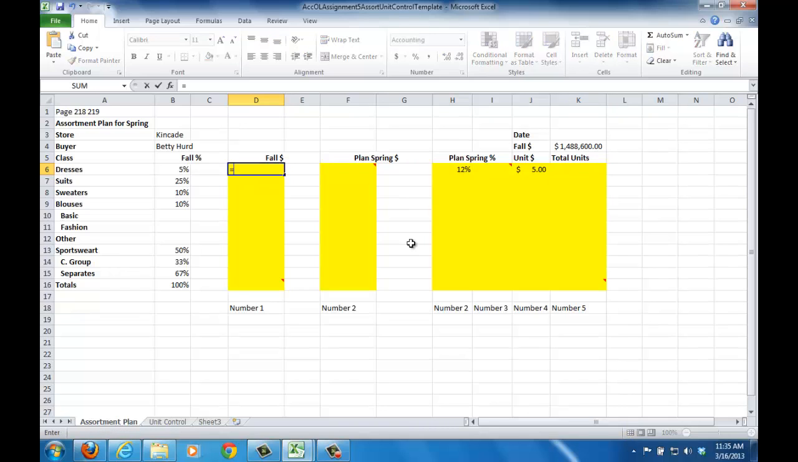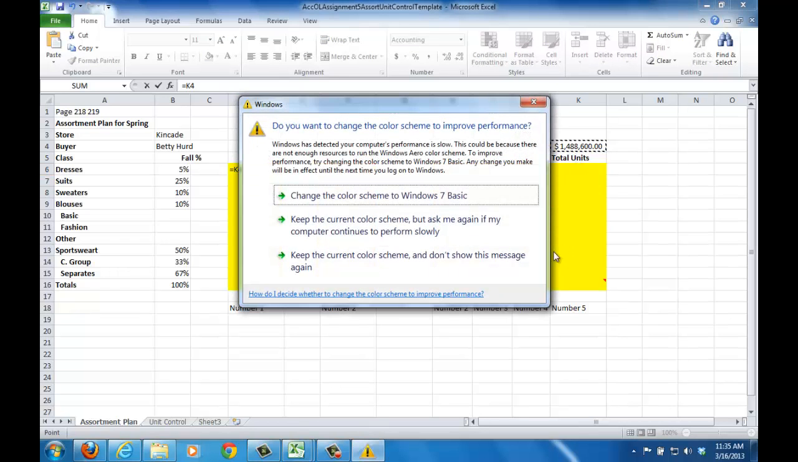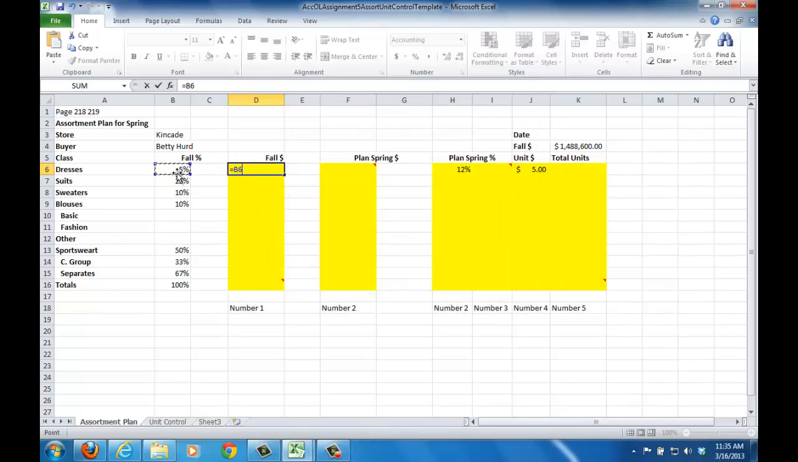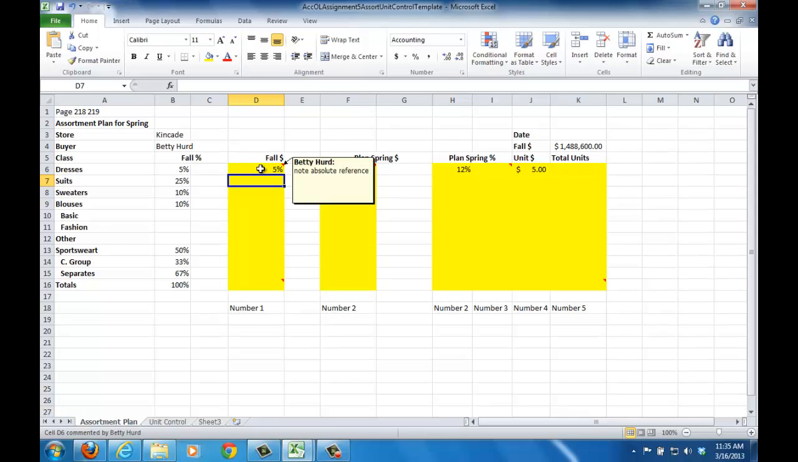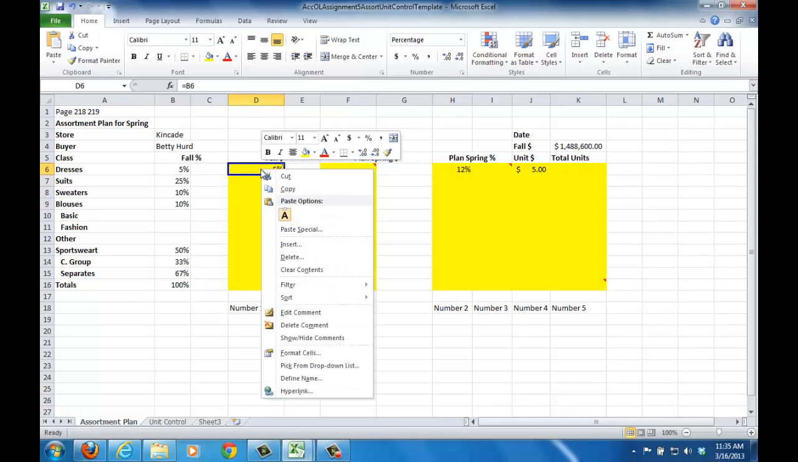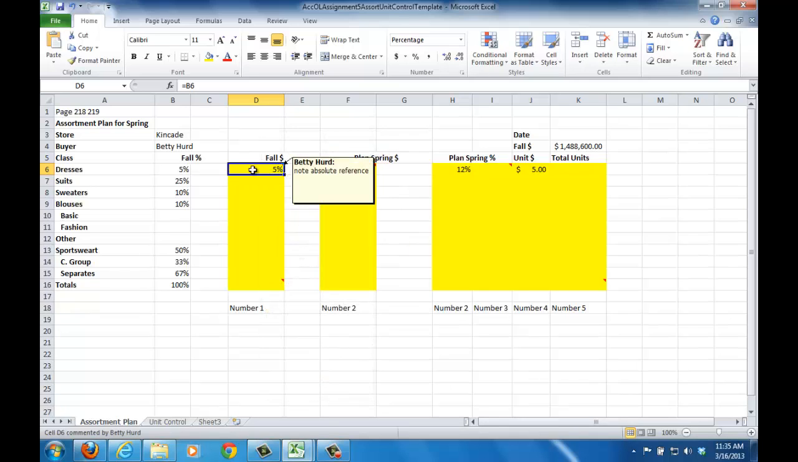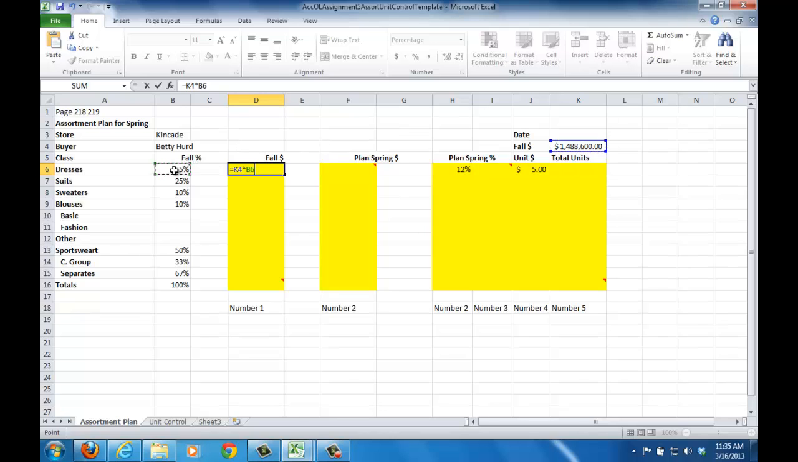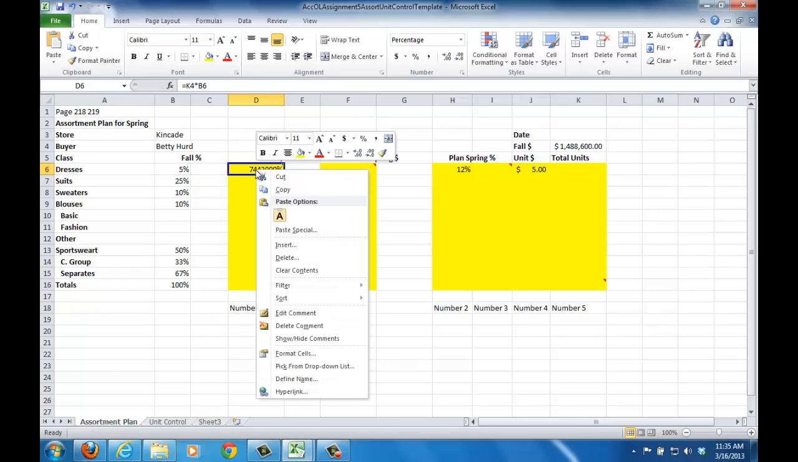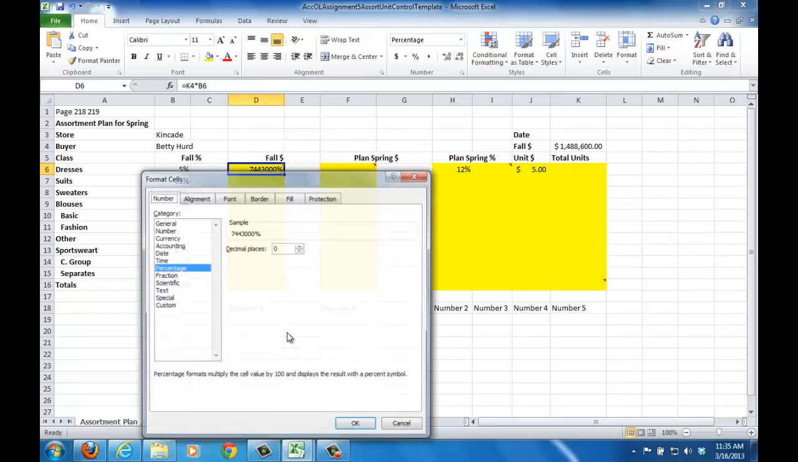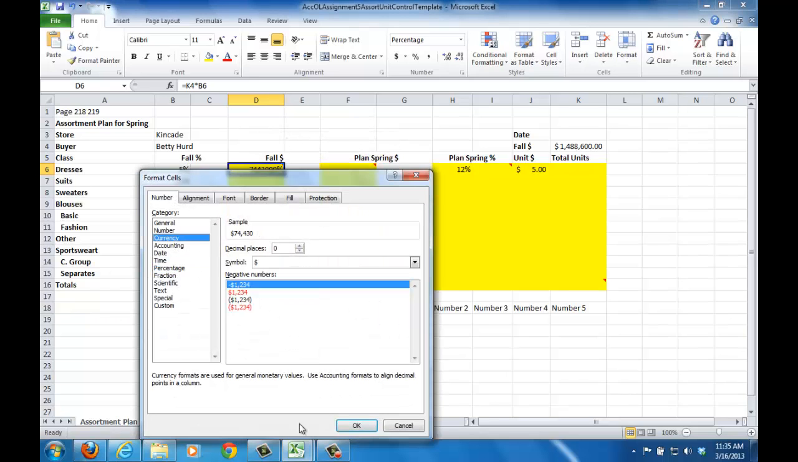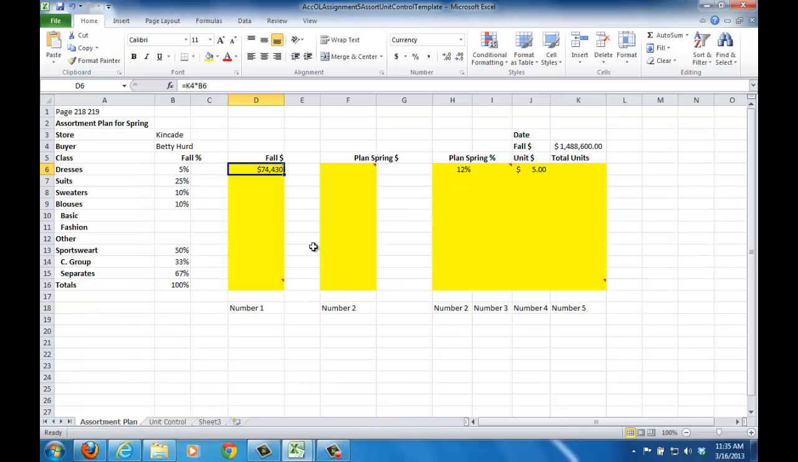Fall dollars are going to equal our total dollars times 5%. And that clicked out on me. So it's going to equal our fall dollars times our 5%. And since that's a percentage, guess what? We're going to go back down and we're going to format our cells. We'll make sure that it's money and we'll push OK.